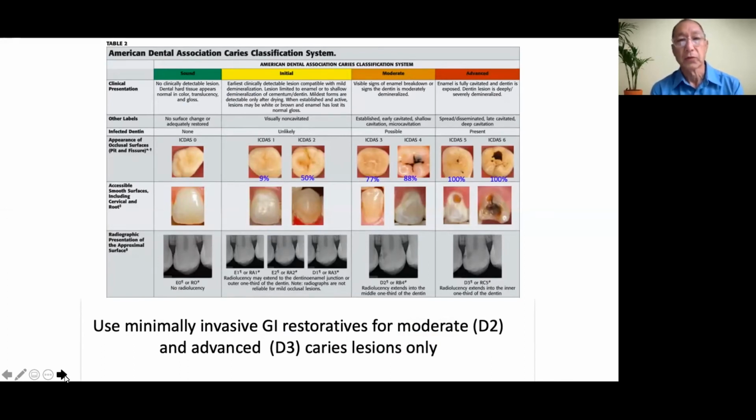On the occlusal surface, according to the ADA evidence-based guideline, you can seal non-cavitated lesions. So green column, yellow column, orange column can all be sealed with glass ionomer sealants. Only the red column on the right, where you can see fully cavitated lesions with your naked eye, should trigger surgical restorations.